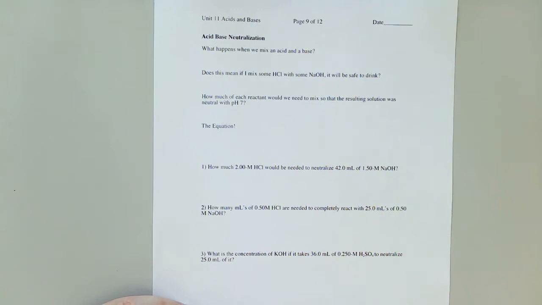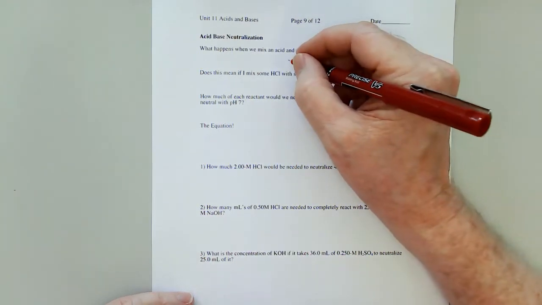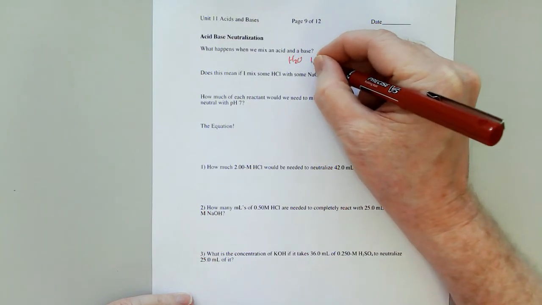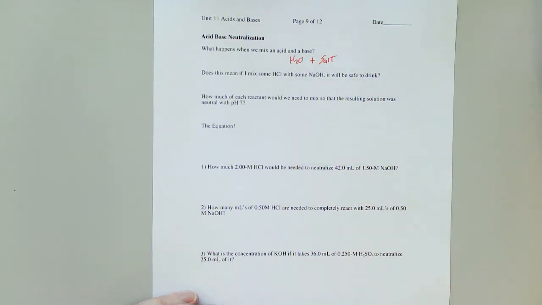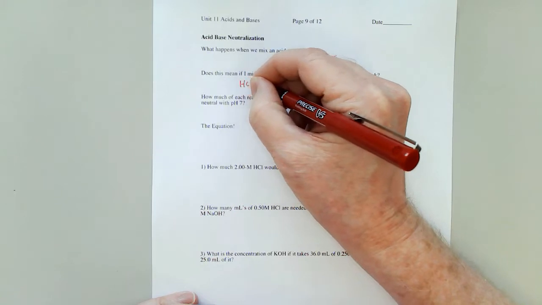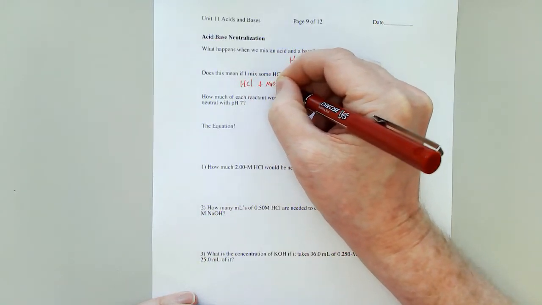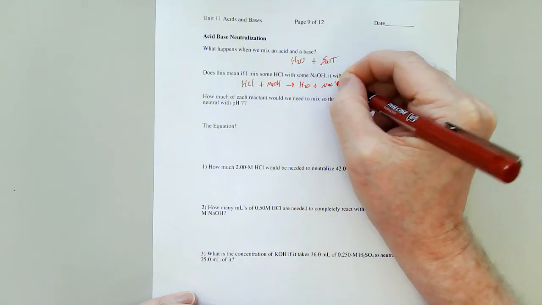And we are talking about acid-base neutralization, which is going to be leading us into a whole big discussion about titrations. So the question becomes, what happens when we mix an acid and a base? Well, they react and you get water and a salt. And that salt will change depending upon what acid and what base you are reacting. So imagine HCl and NaOH to give you H2O and NaCl.